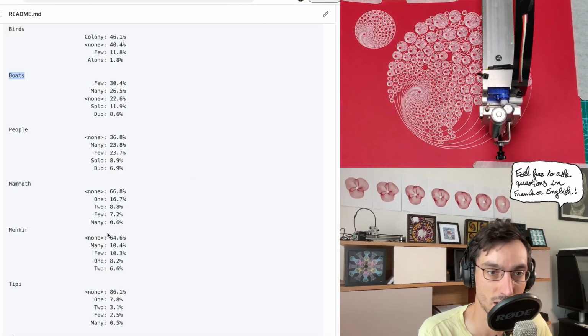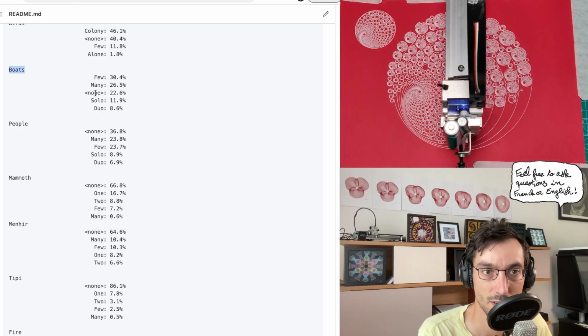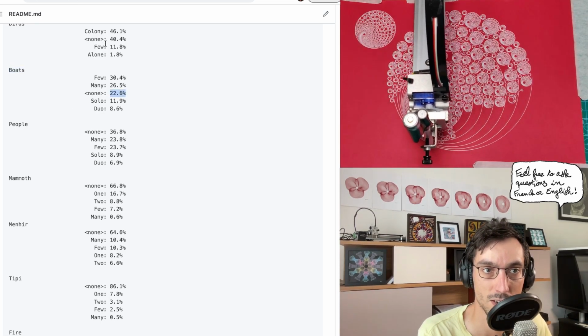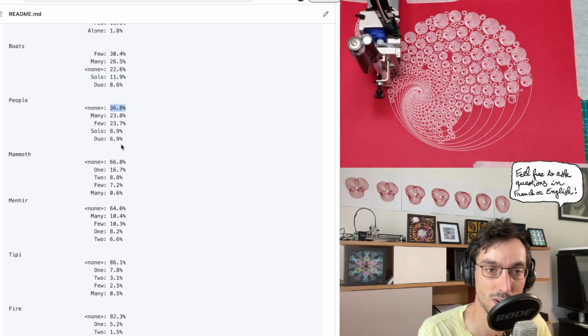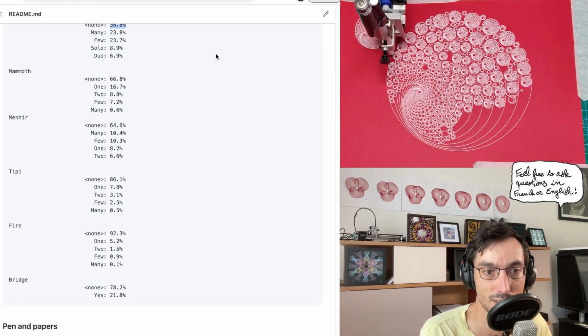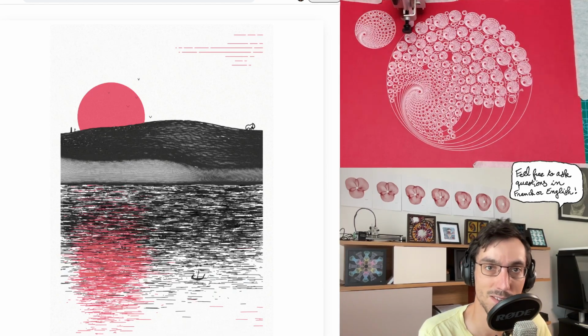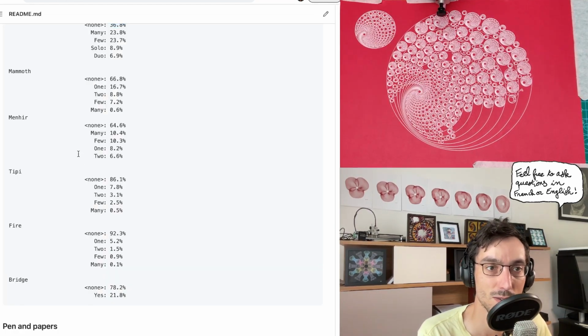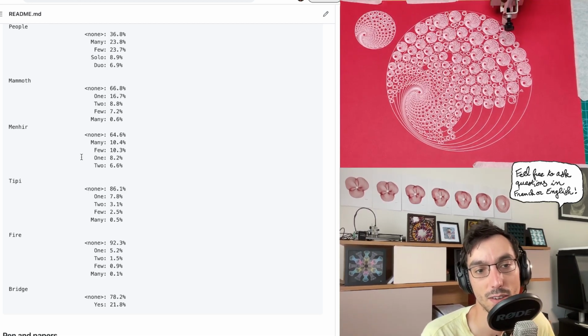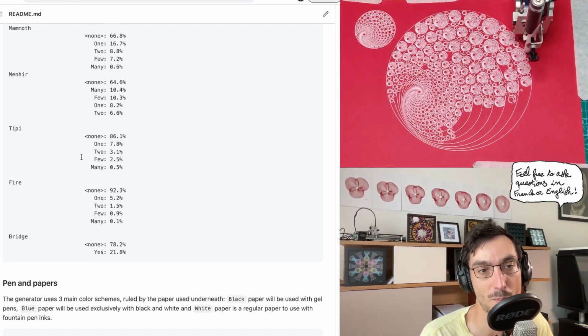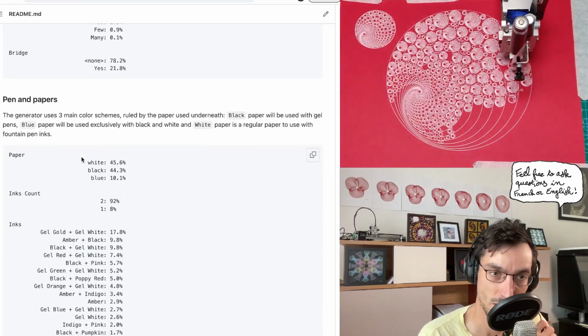I think it's actually rare to not have anything. You have to multiply all the percentages, I guess. Like that, times that, times that, if you want the probability to have nothing. It's not really independent probability, so it's not exactly the multiplication. But yeah, you get the idea.